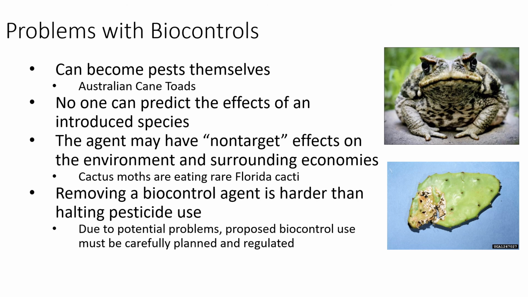The Australian cane toad: if you want to see a funny movie, you should go on YouTube and watch the movie Cane Toads. It's actually really funny. Take my word, or don't, whatever. Basically, they introduced these cane toads to get rid of a pest, and the cane toads became pests themselves. This is an example of not being able to predict the effects of an introduced species. There are so many little strings attached to each organism that there's no way to really know. So they have to be very, very well tested before they're actually released.